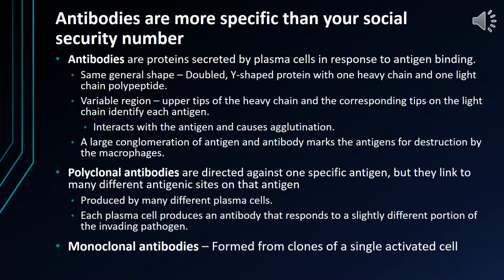Each plasma cell produces a slightly different antibody that responds to a slightly different portion of the invading pathogen, which just allows them to have many antibodies bound to the antigen. And then there are monoclonal antibodies, which are formed from the clones of one single activated T cell, such that all the antibodies are essentially exactly alike.